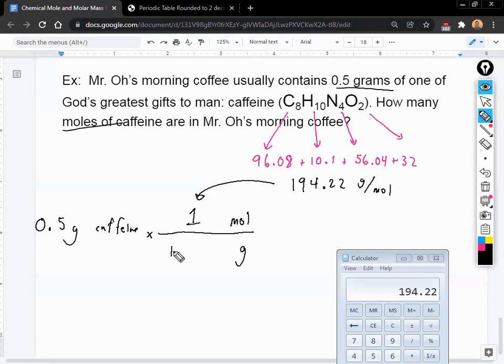Okay, and so the number we put on the bottom is 194.22 because, again, 194.22 is next to grams. And from here, the grams can cancel, and all we have left is moles. So we just do top divided by bottom, 0.5 divided by 194.22, and we will get 0.00257 moles. Okay, so if you guys were able to get that on your own, you should be in pretty good shape for today.